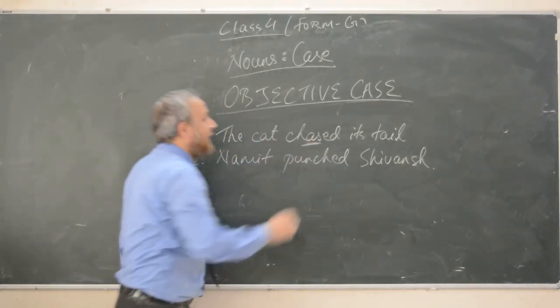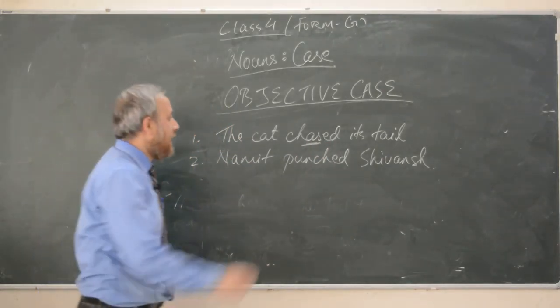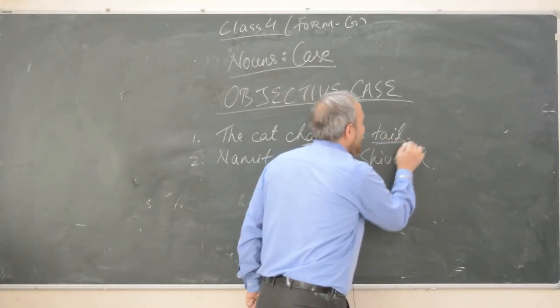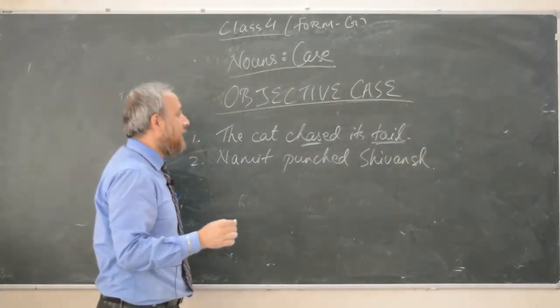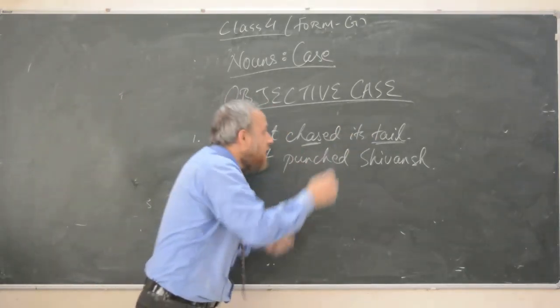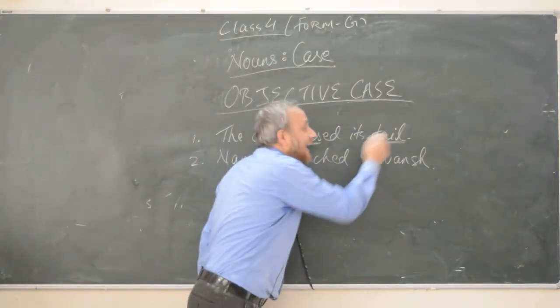The verb here is chased. Okay, so the cat chased what? The cat chased its tail. So tail becomes the object of the verb. The cat chased what? The cat chased its tail.